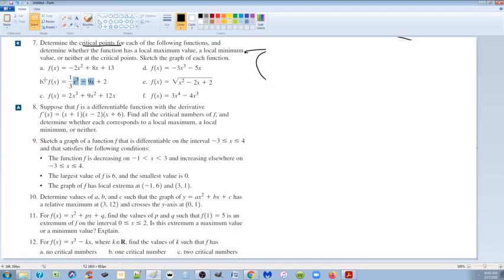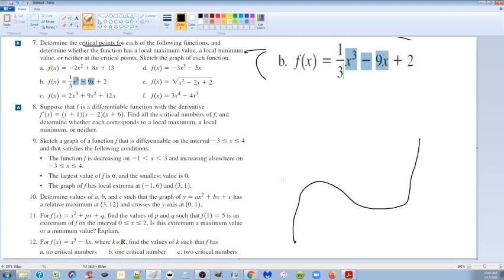This one, we're talking about a cubic, right? So the max it's going to have is 2 turning points. Okay. So which came first?